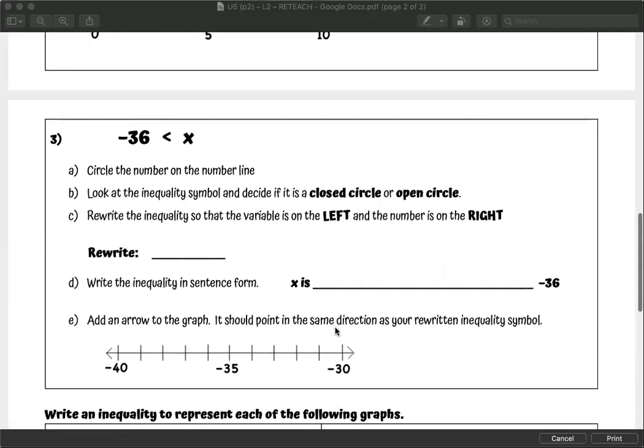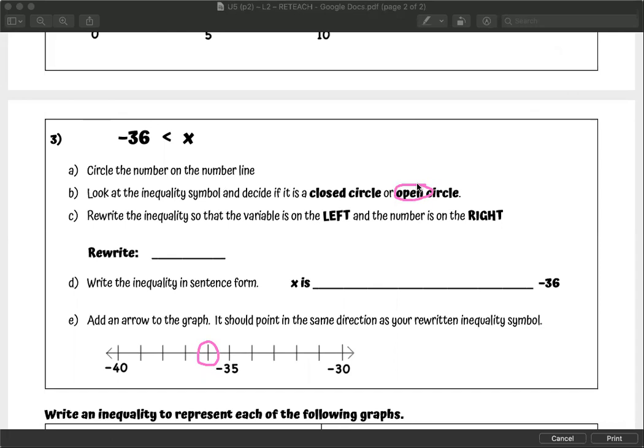Let's look at one more where we're given the inequality and we're graphing. So we've got negative 36 is less than x. First thing we're doing is circling the number on the number line. Remember, it works backwards: negative 30, negative 31, negative 32, 33, 34, negative 35, negative 36. Looking at the symbol, decide, is it closed or open? Since there's no line underneath, it is going to remain open.